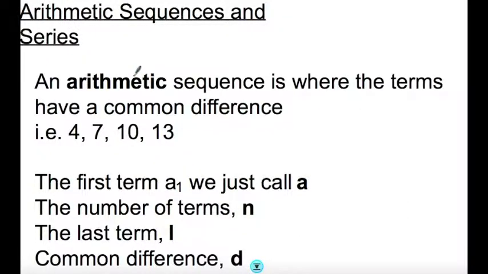An arithmetic sequence is where the terms have a common difference. So for example here, we're adding 3 each time. You might have heard it called a linear sequence, which is fine. A few bits more notation: the first term U_1 we often just call a, the number of terms n, the last term l, and the common difference d.